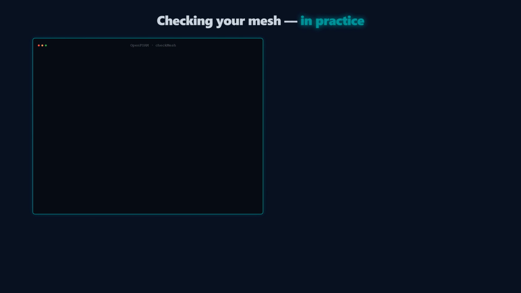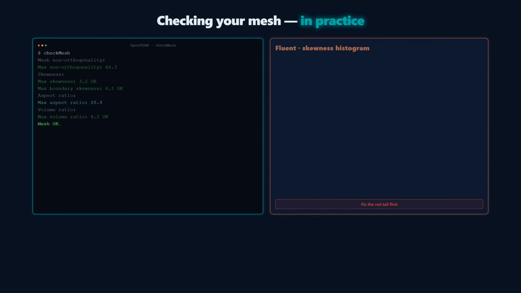In OpenFOAM, the checkMesh utility is your first line of defense. It reports maximum non-orthogonality, maximum skewness, maximum aspect ratio, face interpolation weights, and volume ratios. Failed cells get written to sets you can visualize in ParaView. The meshQualityDict controls the thresholds. Max non-ortho at 65 degrees by default, max internal skewness at 4, max boundary skewness at 20.